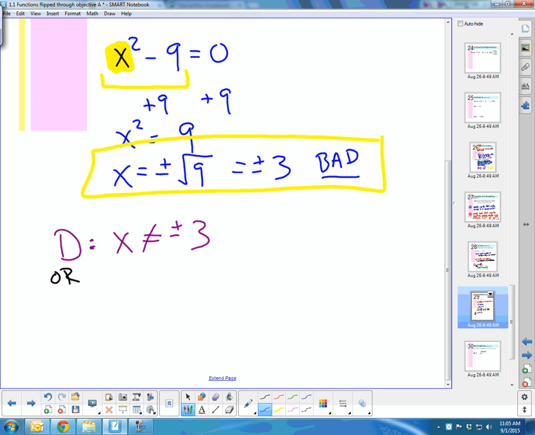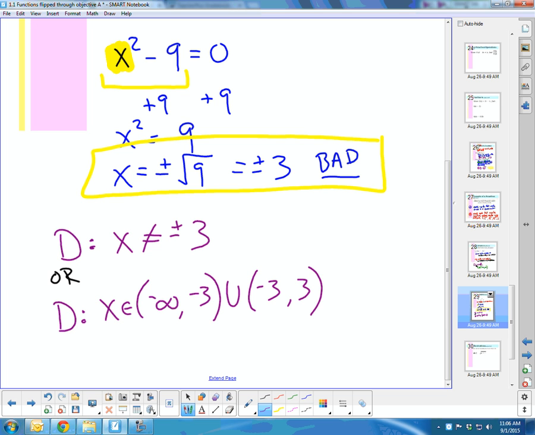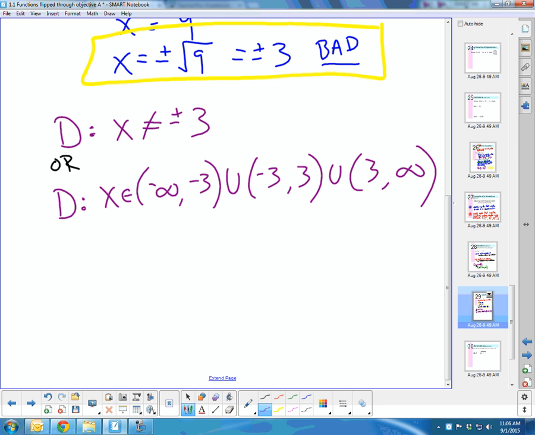Or in interval notation, the domain could be, well, I'd start at negative infinity, get to negative 3, stop. I can't include negative 3. Pick up on the other side of negative 3, go to positive 3, stop. Pick up on the other side of positive 3, and then go to infinity. So in this case, I've got a triple interval starting at negative infinity, stopping at positive infinity, skipping negative 3 and 3. It's kind of an awkward way of writing it. Maybe not the best way of writing it. Definitely not efficient.